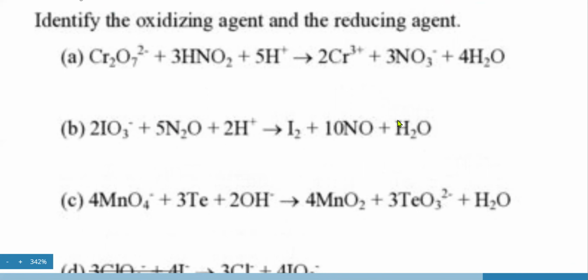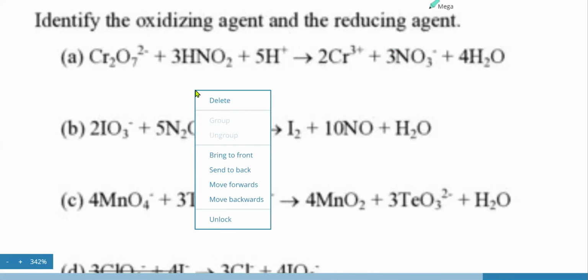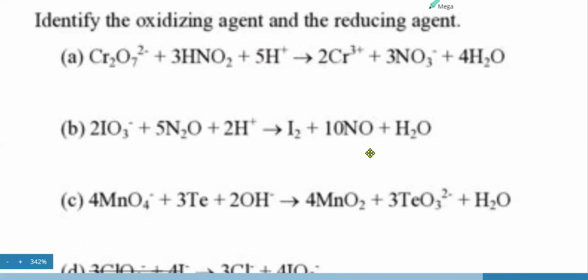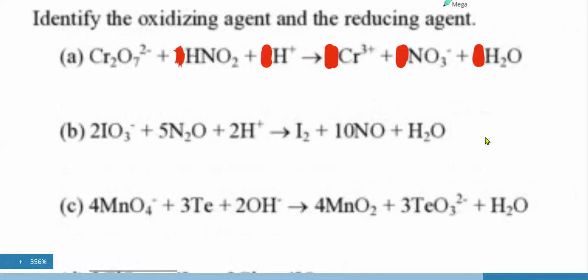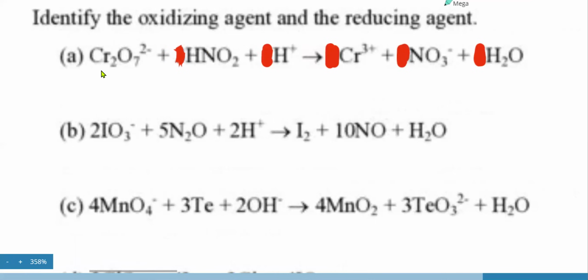I'm going to just rub off the balancing part. Here, that's gone. Now the thing is, can you tell me who's getting oxidized, who's getting reduced in this equation? Sorry. So you would have to find the oxidation states. Find the oxidation state of Cr first.